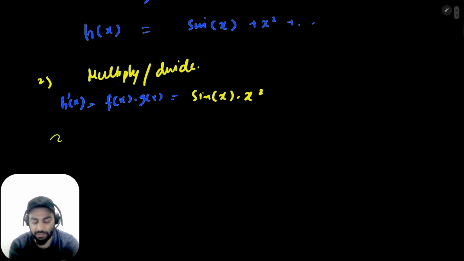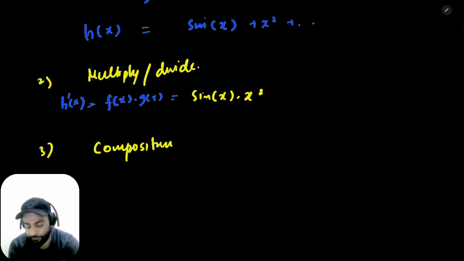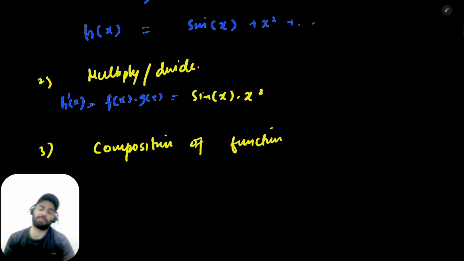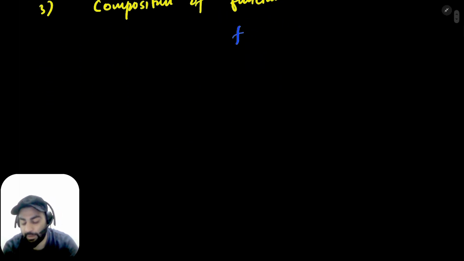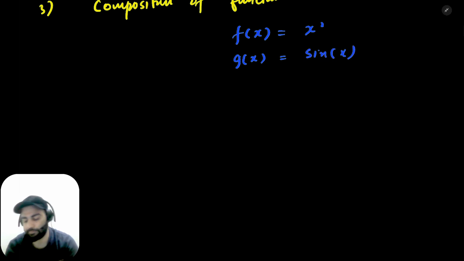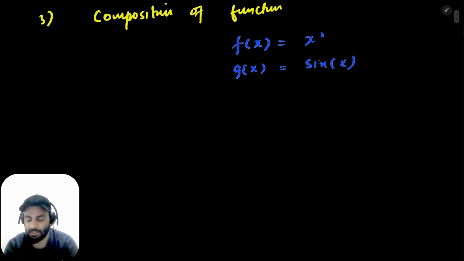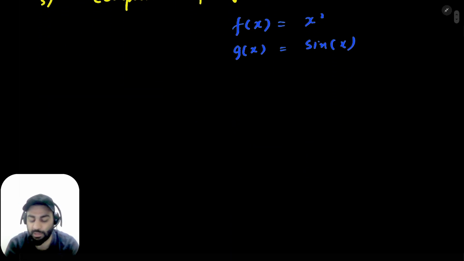The third possibility is that we can take the composition of functions. What's the meaning of composition? Let's spend some time to understand composition of functions, and then we'll say what this is. For example, let's suppose you have a function f of x that's equal to x square. Then you have a function g of x that's equal to sine x. I just reversed the things here, but it's okay.